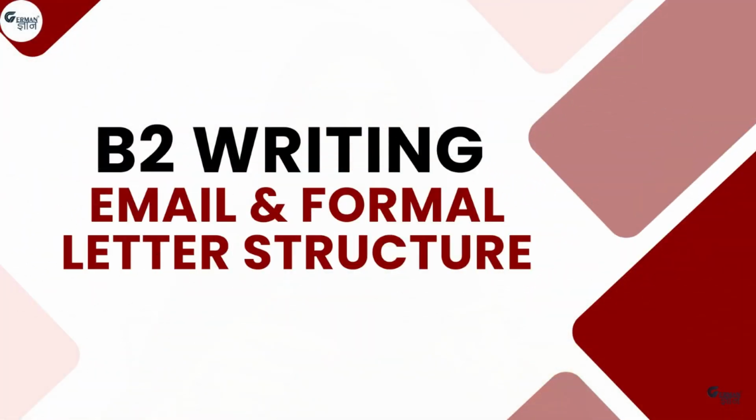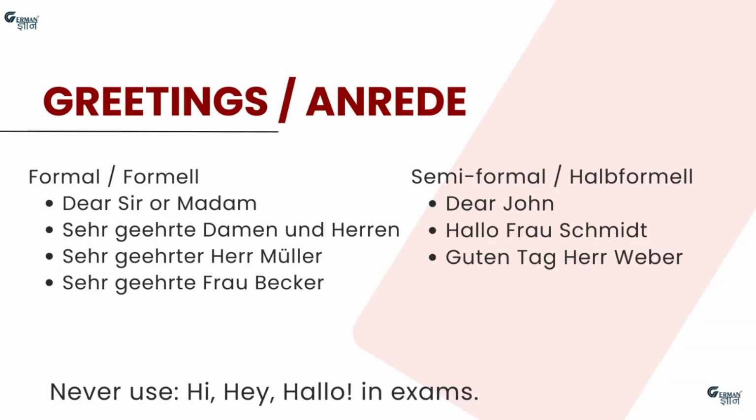Let's discuss B2 level formal letter writing structure. First comes greetings, which are known as Anrede. So greetings we write dear sir or madam, right? So in German, instead of this you can write sehr geehrte Damen und Herren. After that a comma will come. And instead of that, if you know to whom you are writing, then you can write sehr geehrter Herr Müller. Here Müller is the surname, so you also have to write the surname of the person. And when you are writing a mail to a female, then you can write sehr geehrte Frau Becker. So these greetings are for the formal one.